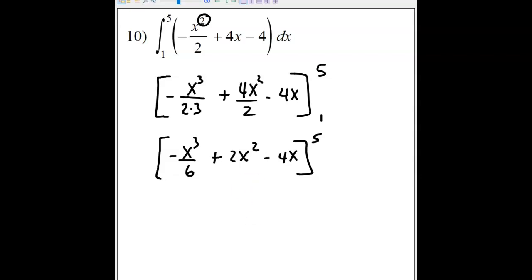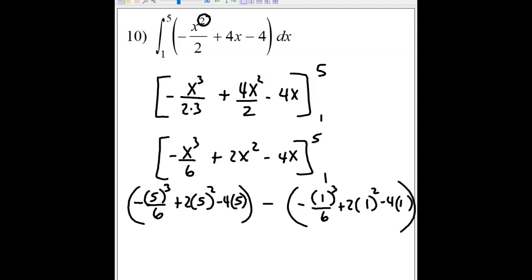And I don't like how I'm writing that. Okay, so the next thing we're going to do is plug in the 5 and the 1 and subtract those two things. And that would look like this. And then we're going to simplify that.